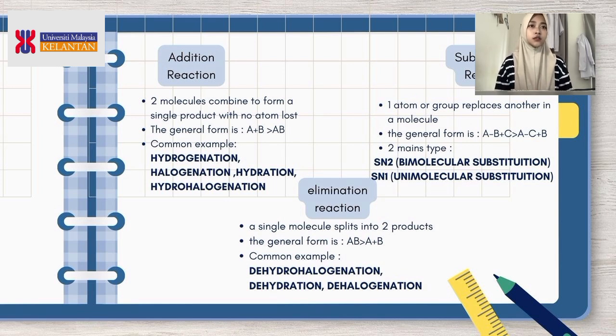For substitution reaction, one atom or group replaces another in a molecule. There are two main types of substitution reaction, that is bimolecular substitution and unimolecular substitution. For elimination reaction, a single molecule splits into two products. Common examples are dehydrohalogenation, dehydration, and dehydrohalogenation.